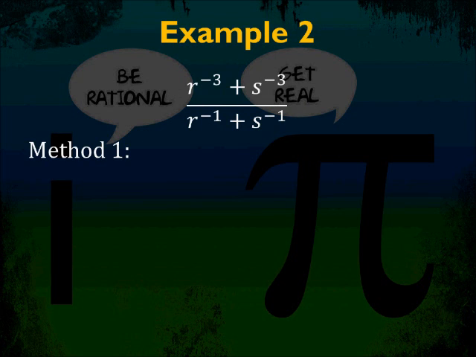Example 2, we have the expression you see on the screen. And again, beginning with example 2, I'm going to go quickly through method 1 because it takes a long time to explain. But I'll be happy to go over it with you in class if you want to know more about it, because I think method 2 is actually easier for almost all of these problems. But if you were to use method 1, you would first convert all the negative exponents into fractions with positive exponents. So r to the negative 3 power becomes 1 over r cubed. s to the negative 3 power becomes 1 over s cubed, and so on.